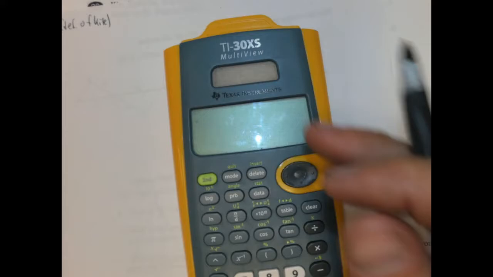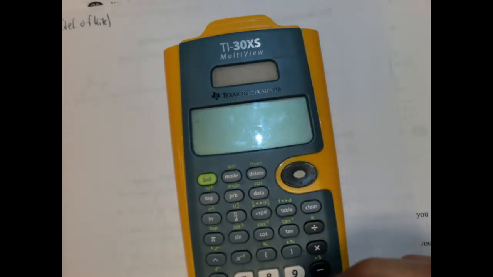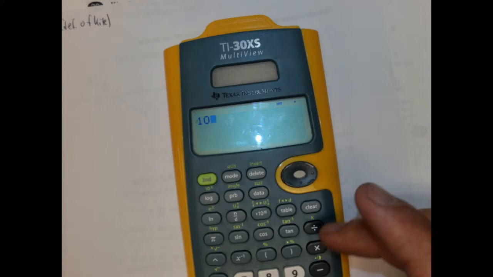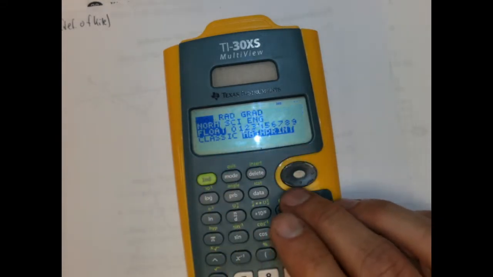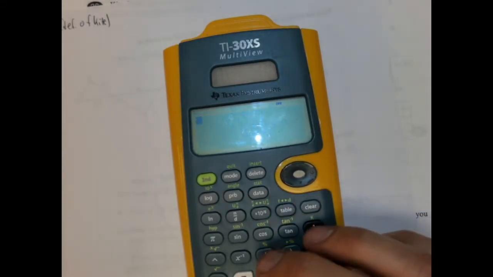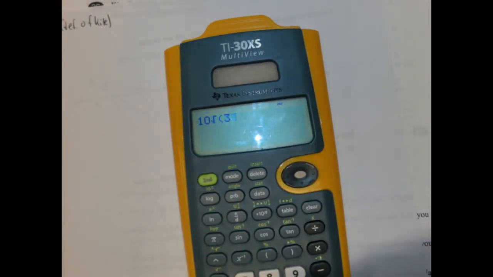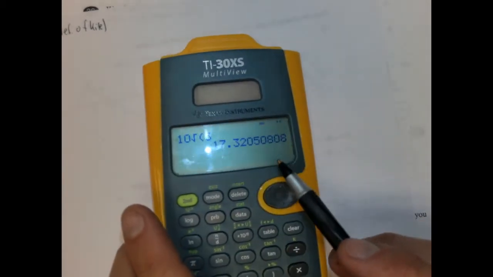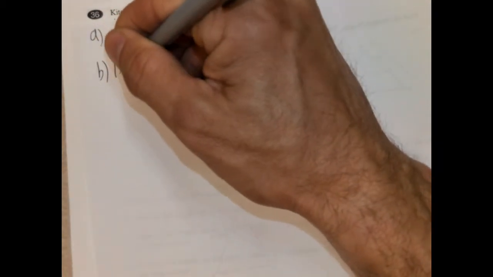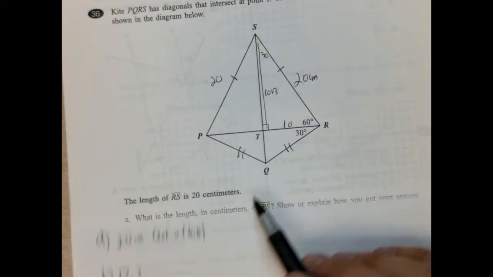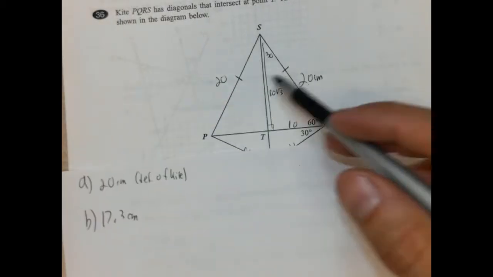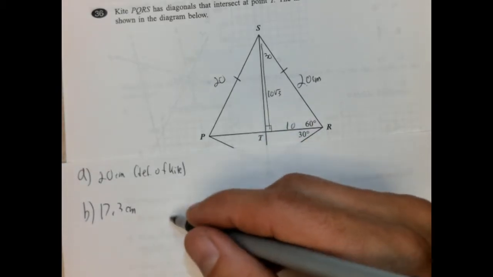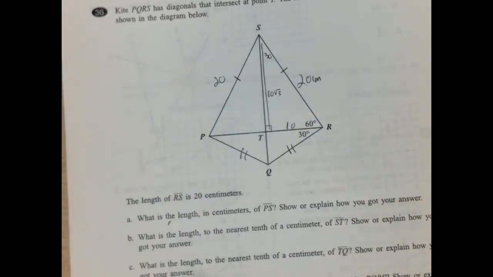So let's use our calculator here. That's why it's a calculator section, right? We've got to change the mode to classic if you're using one of these. 10 times radical 3. So 17, nearest tenth, so 17.3. We're going to keep that at 17.3, and that's the measurement in centimeters. To show your work, you'd want to maybe redraw this triangle to show you're using the 30, 60, 90 formula.